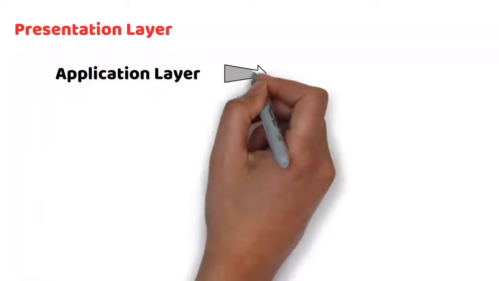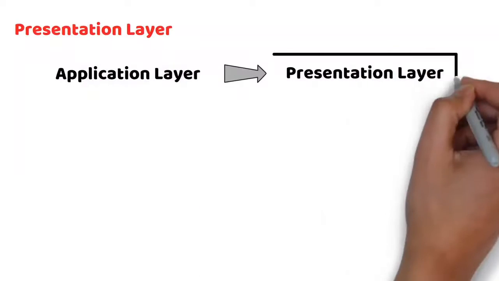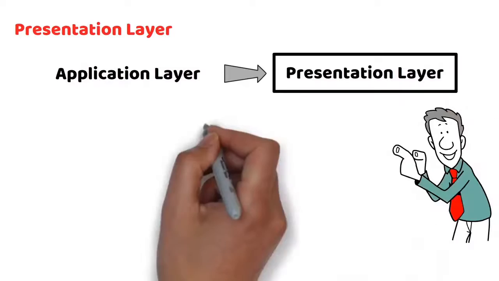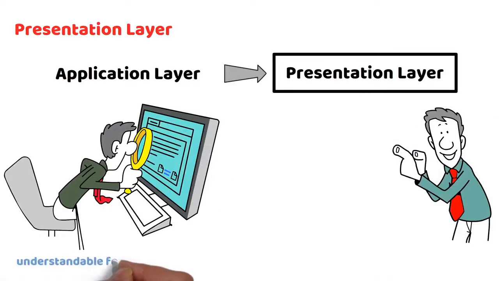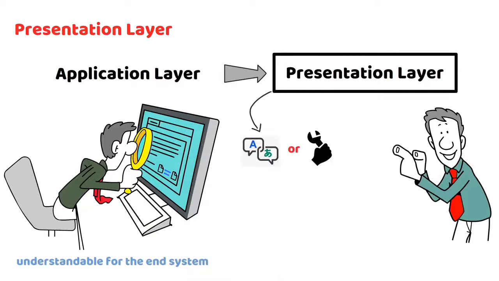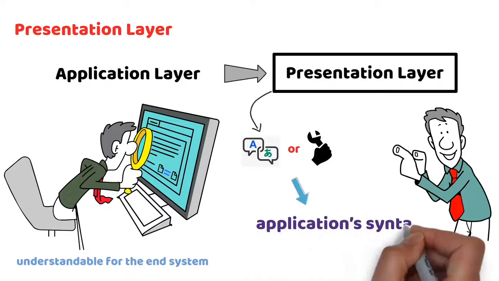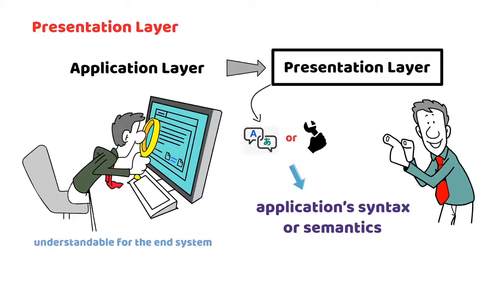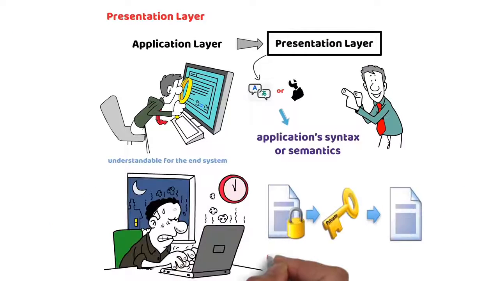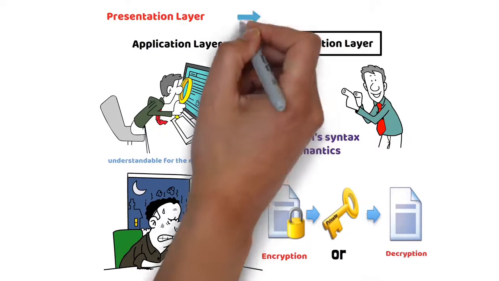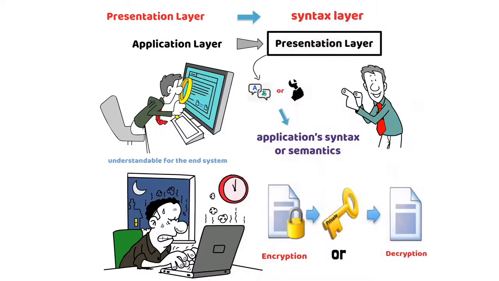Presentation layer. Next to the application layer is the presentation layer. This layer is responsible for ensuring that the data is understandable for the end system or useful for later stages. It translates or formats data based on the application's syntax or semantics. It also manages any encryption or decryption required by the application layer. It is also called the syntax layer.